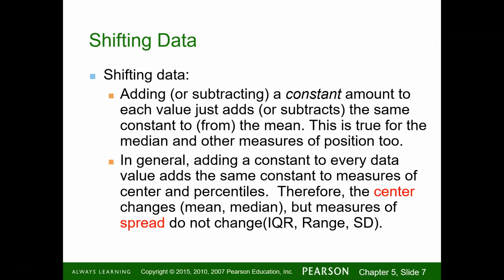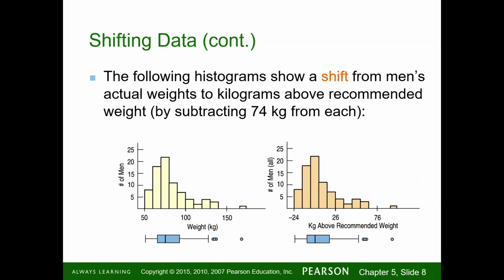So this is also true for the median as well. In general, adding a constant to every data value adds the same constant to measures of center and percentiles. Therefore, the center changes. Like mean and median all go up by the same amount. But spread does not change, because all you did was shift it over. You didn't make it spread out anymore or anything. So IQR and range and standard deviation would all stay the same. Let's take a look at an example of that.